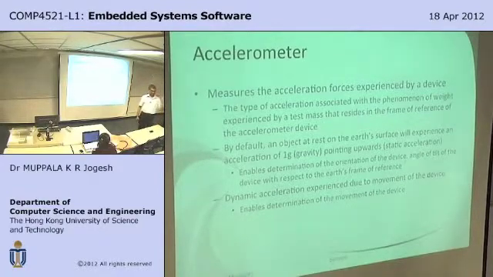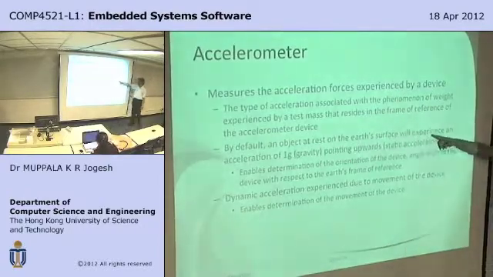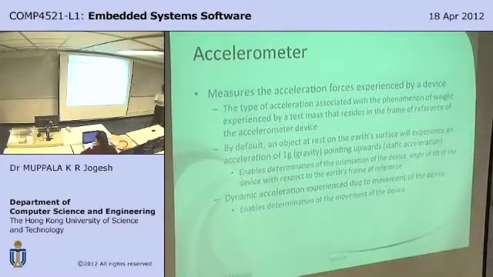No, that is too much. The device is also rotating with Earth, so that doesn't count. But you know that even if your device is sitting there, it is being pulled towards the ground with a force of gravity, g, right? So the acceleration is reflected in the opposite direction. By default, an object at rest on the Earth's surface will experience an acceleration of 1g pointing upwards. Unless that acceleration is there, the device will not be sitting there without moving.